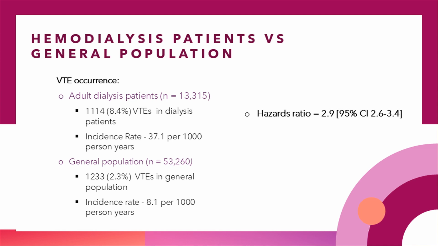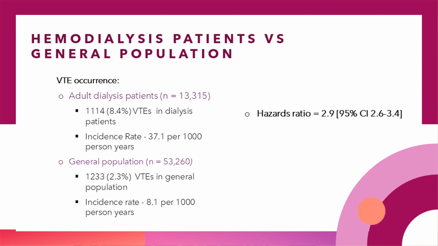The primary outcome for the study was a 3-year incidence rate of VTE, excluding AV fistula clots and catheter clots. So it was only for systemic coagulation. And as you can see here, for adult patients, there was an incidence rate of 37.1 versus the general population of 8.1 to develop a VTE.